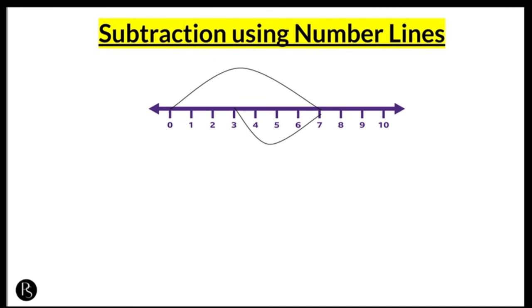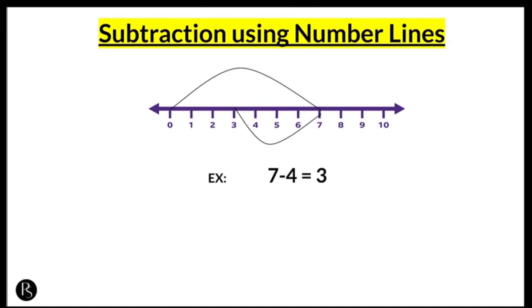Subtraction using number line. So here we are going to understand subtraction by using number line. So let's take an example to understand this. 7 minus 4 is equals to 3, which you have to find out. Here you can see a number line is given in which 0 to 10 number is given.